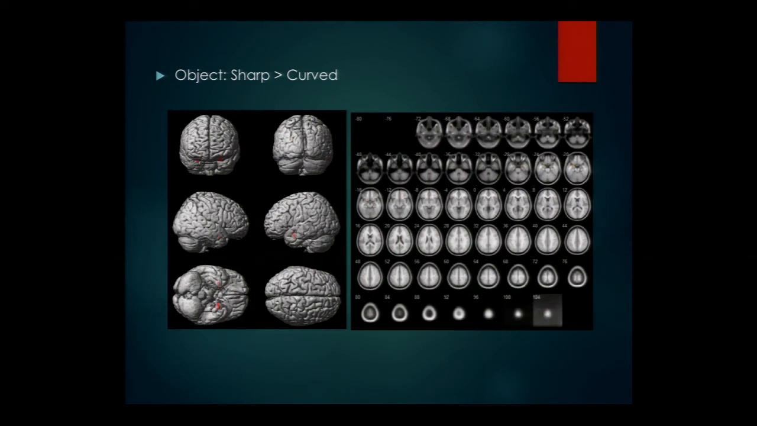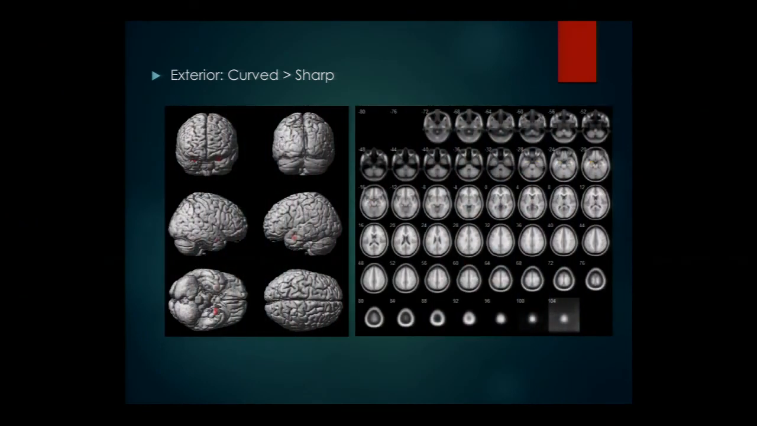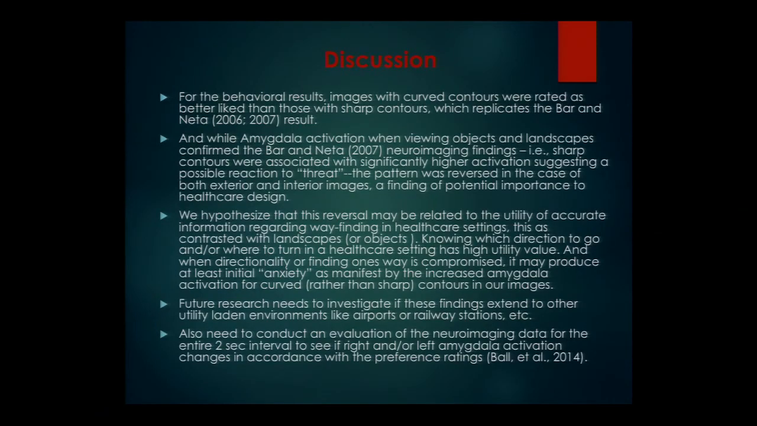Here are just pictures of more activation for sharp versus curved for objects, landscape, and exterior. This is just amygdala, by the way, region of interest analysis. So what do we conclude from this? The behavioral results look just like Barr and Nanda after a 2-second evaluative judgment. But there's a reversal in the amygdala activation, which is a barometer of threat or potential anxiety.